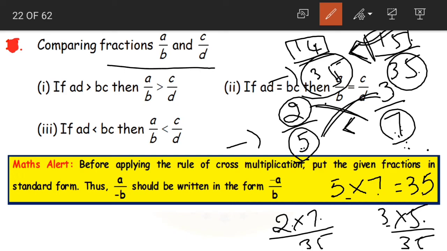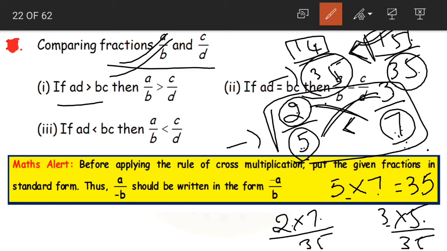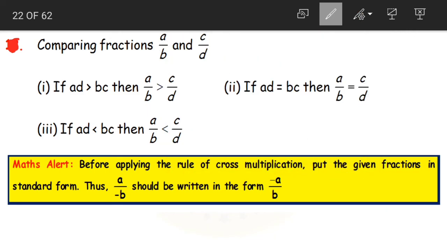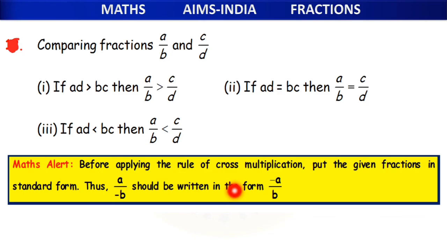Or the third method is comparing AD and BC together. Yes, for the same problem let us solve using the AD and BC method. Now AD becomes 2 into 7, 14, and BC becomes 5 into 3, 15. Now what is the conclusion here? 14 is less than 15, that is AD is less than BC. So a by b is less than c by d. Yes, students, no matter whatever formula or method we apply, the result is the same. So these are the two methods of comparing unlike fractions. You can go with whatever method is convenient to you.